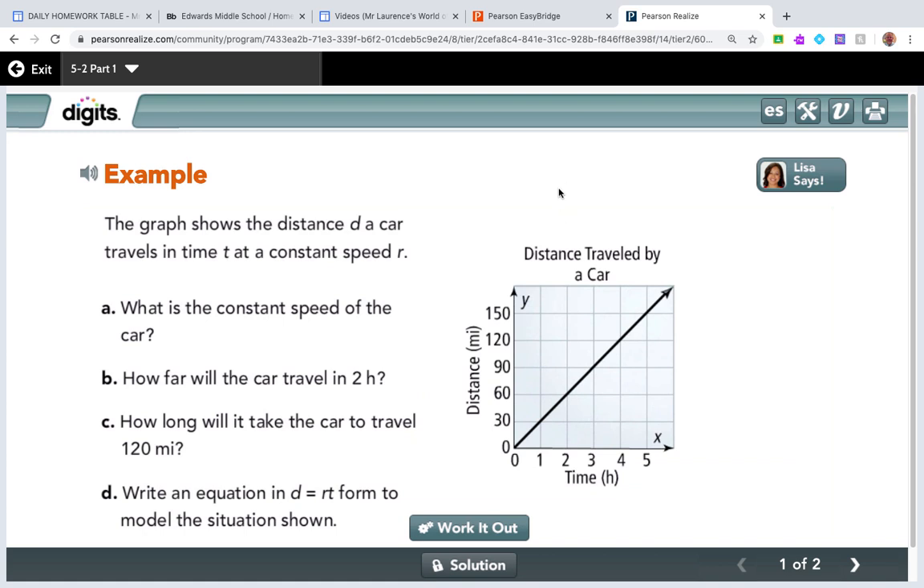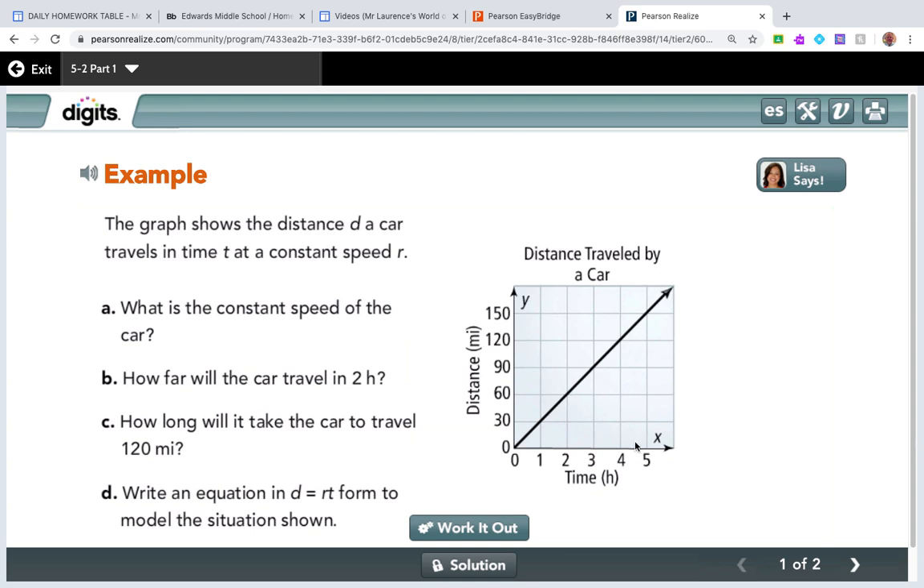So the graph shows the distance d a car travels in time t at a constant speed of r. The distance is here along the y-axis. Mi is for miles. So 0 miles, 30 miles, 60 miles, 90 miles, 120 miles, etc. And here's the time in hours. And it says 1 hour, 2 hours, 3 hours, 4 hours, 5 hours.